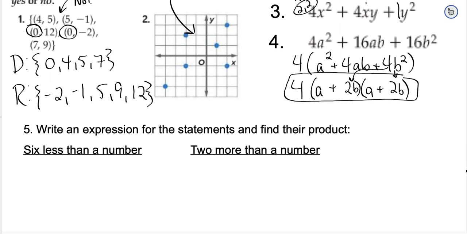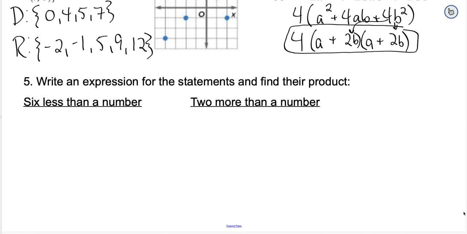And then number 5. So there's something similar to this on your quiz. You're going to have to either write dimensions or follow something like this. So we're just going to write statements for these. So 6 less than a number, okay? And if you only use n for number, that's fine. I usually use x. And if we're doing 6 less than that, it's got to be x minus 6, okay?